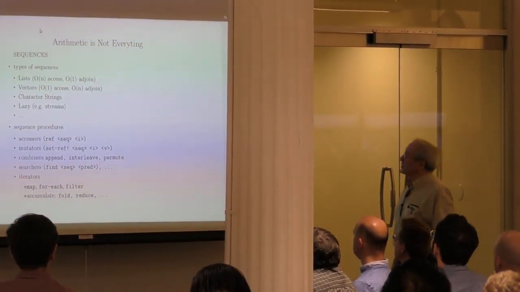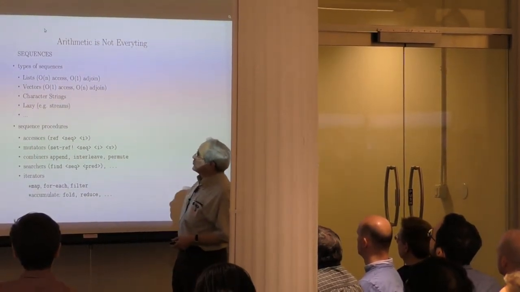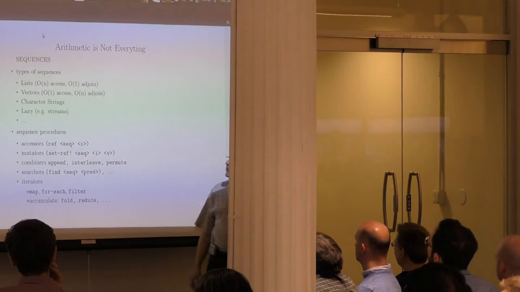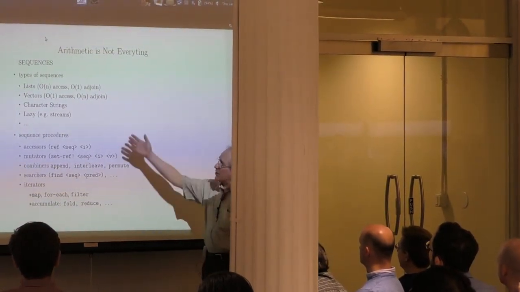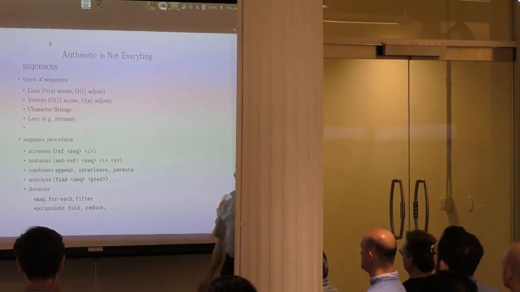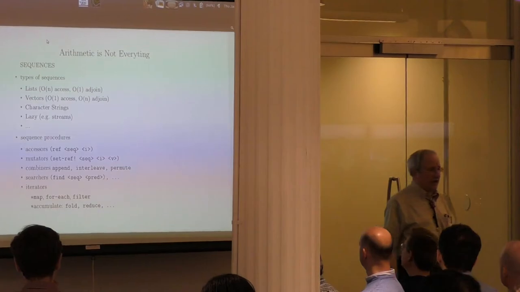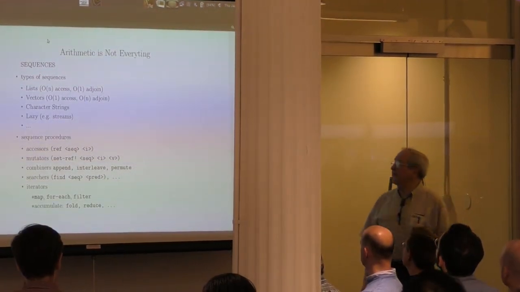Okay, I have vectors, and they have different kinds of properties. Of course, vectors are order one access. There are character strings. There are other things like that. There are various procedures appropriate for those. And the diversity there is much more complicated than what you find in algebra. But it's worse than that.